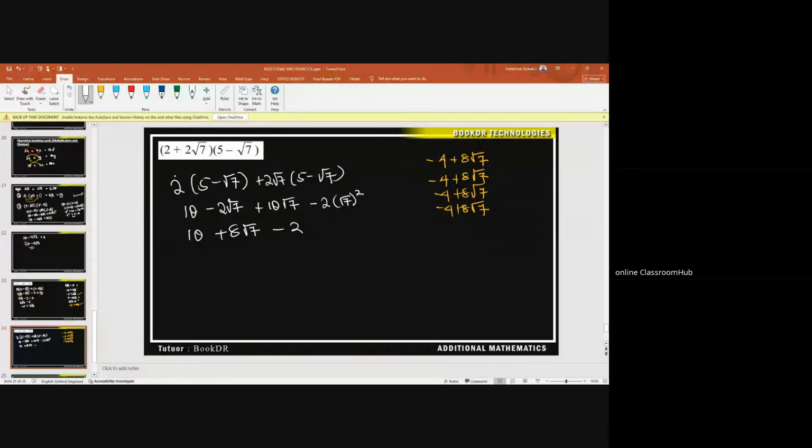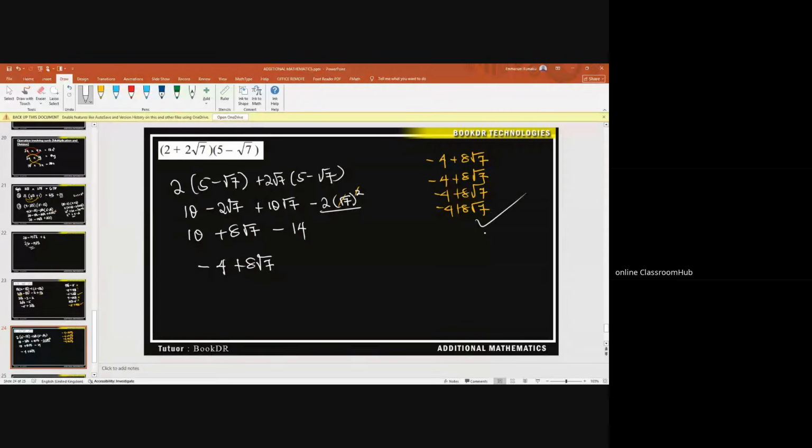Then obviously we know that the square will cancel the square root. So we have minus 2 times 7, and that will give us minus 14. Oh, sorry. Everything here is 14. I wanted to put the 7 in bracket. So the whole thing here will give us minus 14. I hope you agree. Then we subtract the 14 from 10. That should give us negative 4 plus 8√7.